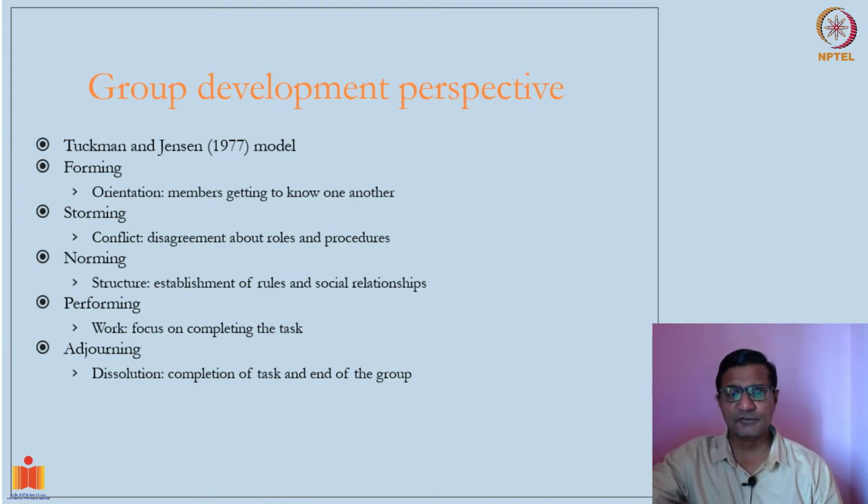Okay, so this particular model is proposed by Tuckman and Jensen, and according to these authors, there are 5 steps or 5 stages in team formation or group development. So when I say group development, which means the evolution of the team. So over a period of time, what happens to the team?